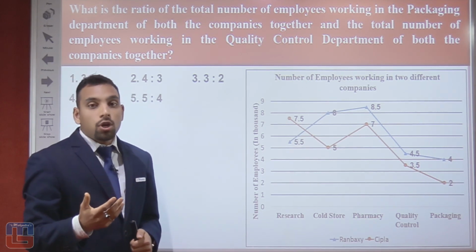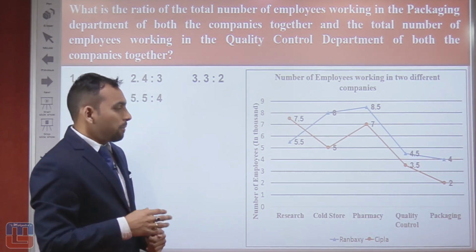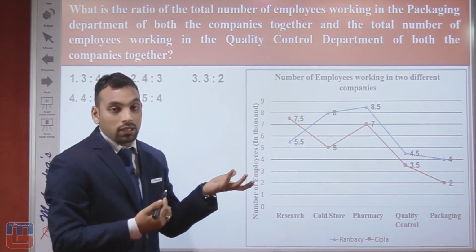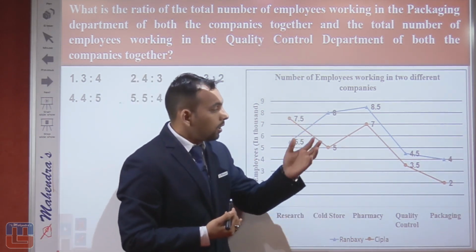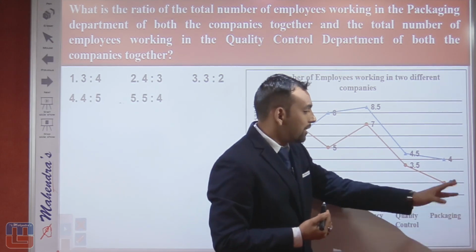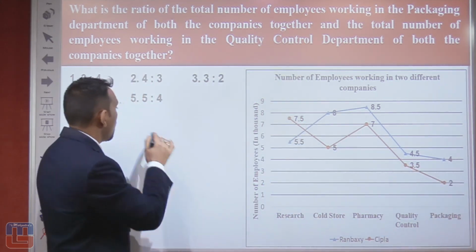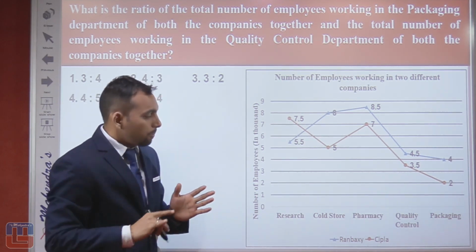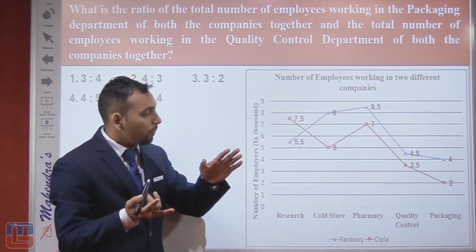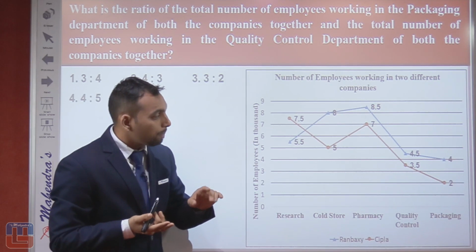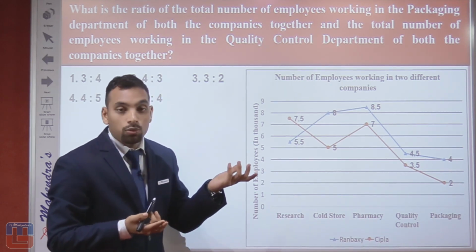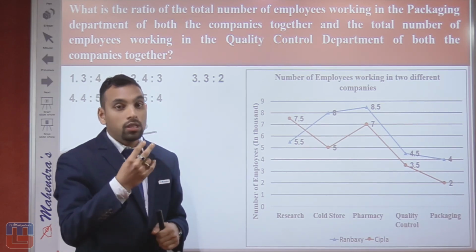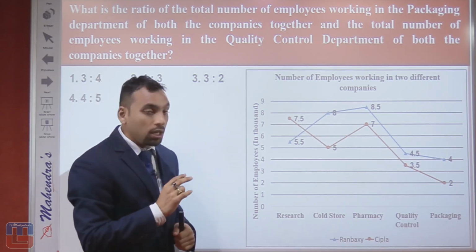Now the number of employees working in the packaging department is here. Because we are taking both companies, we have 4,000 in Ranbaxy and 2,000 in Cipla. So in total we have 6,000. In the packaging department of Ranbaxy 4,000 people work, and in Cipla 2,000. So in total we have 6,000, and we have to find the ratio with the quality control department.